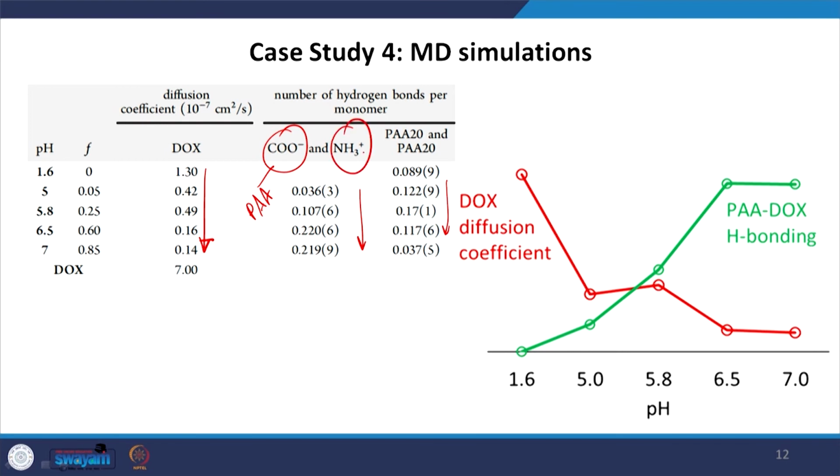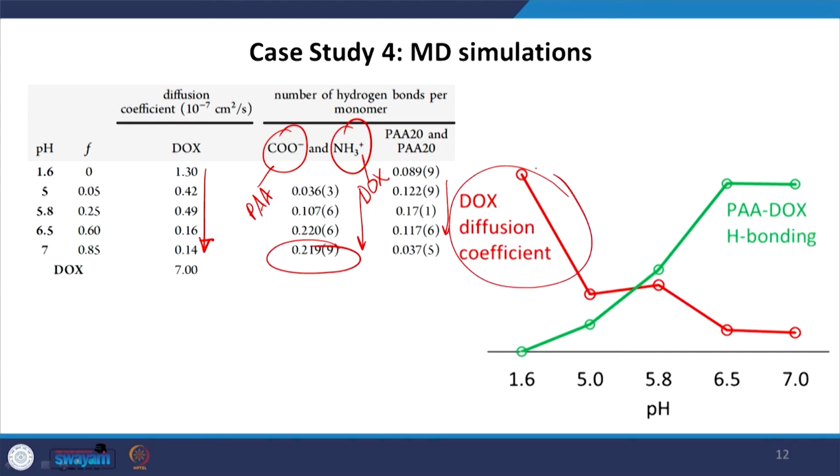We also look at the hydrogen bonding between COO minus group of the PAA and NH3 plus group, that is the charge group of dox, and find how the hydrogen bonding is changing as I increase the pH. And clearly once we go to higher pH value, there is more complexation, and that gives me larger number of hydrogen bonds, because in fact the geometric criteria we are using to find the hydrogen bond pretty much does not differentiate between a hydrogen bond and an ionic complexation.